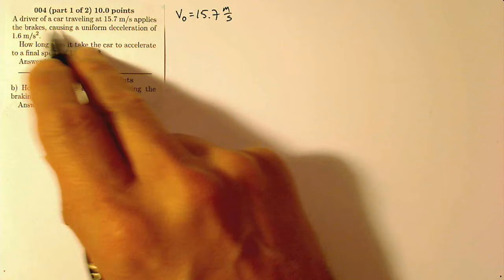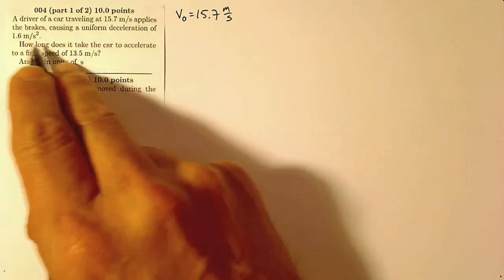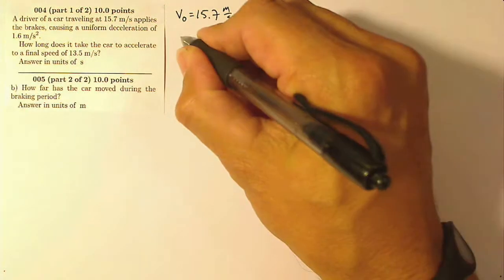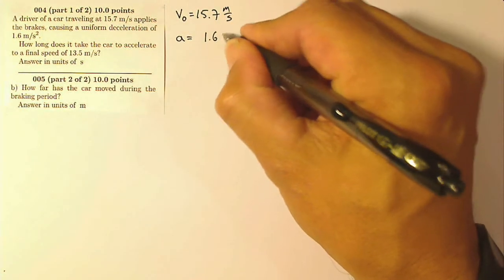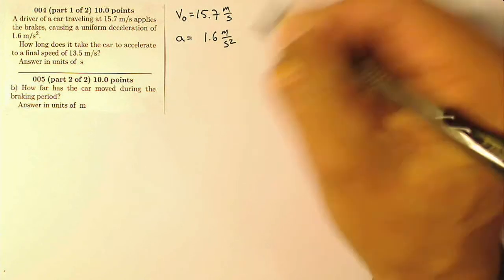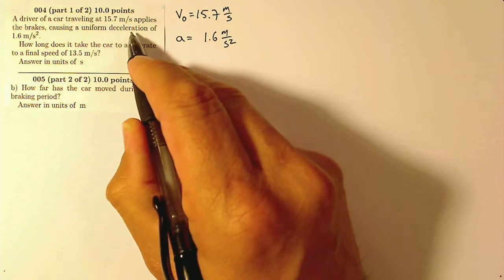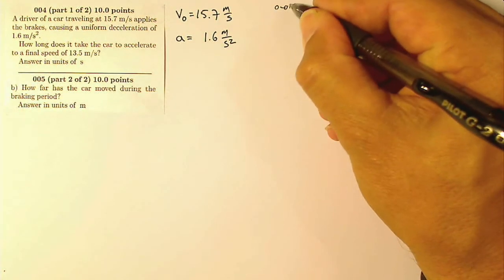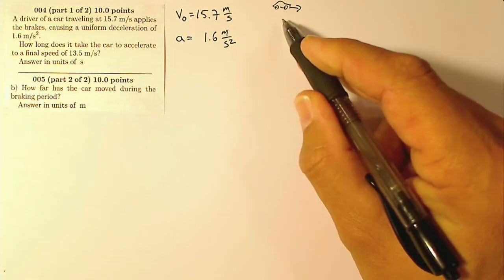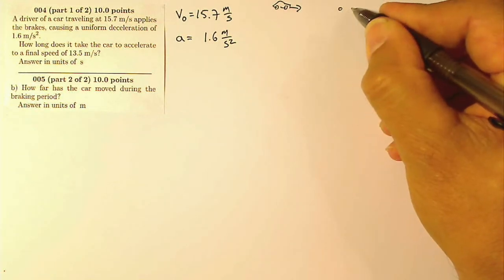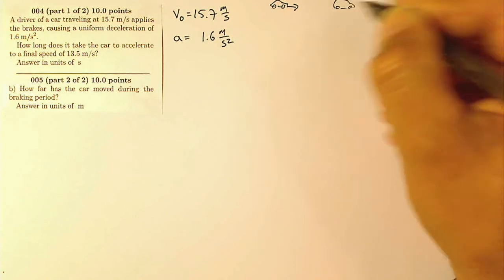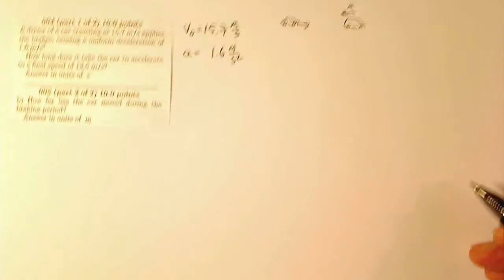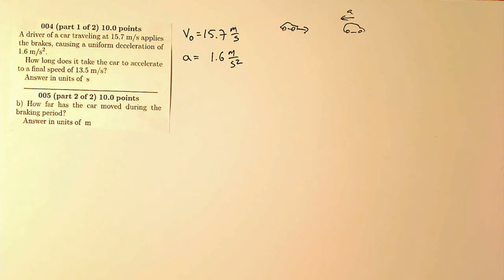The car applies the brakes, causing a uniform deceleration of 1.6 meters per second squared. So I know that my acceleration is going to be 1.6 meters per second squared. But wait a second, this says deceleration. This says he applies the brakes. Now what I have here is a car going in this direction, and then I'm applying the brakes. So my acceleration is in this direction. My acceleration is backwards compared to the direction the car is going.